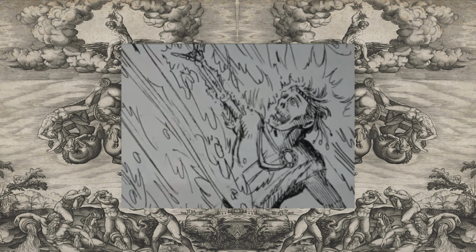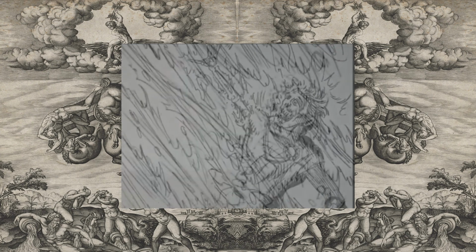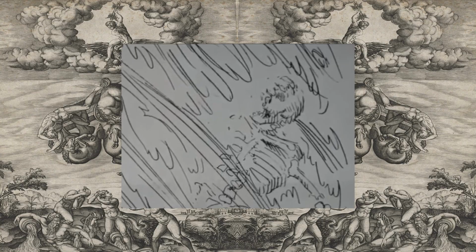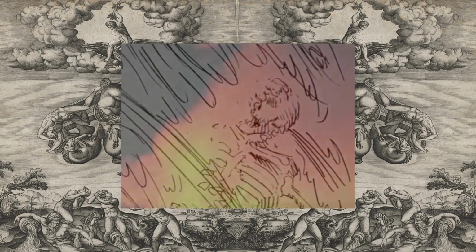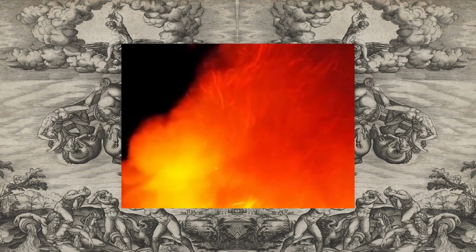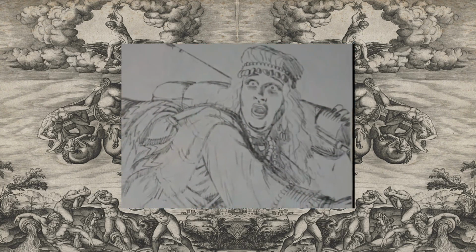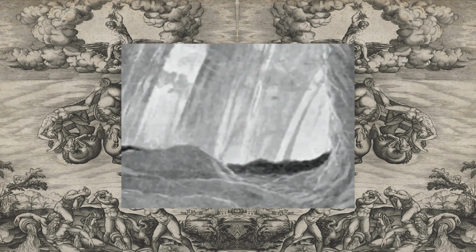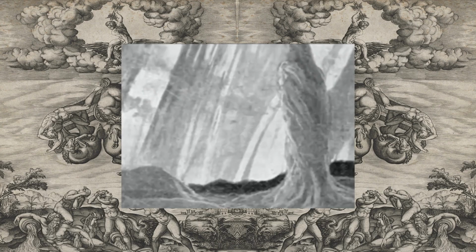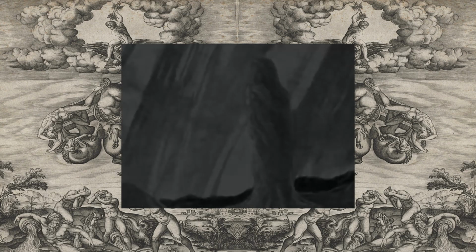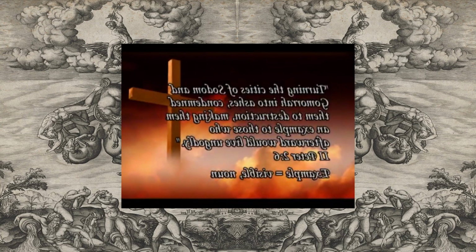Wicked men were punished by the Lord in a divine judgment of fire. The intense heat consumed the wicked cities and their inhabitants. But Lot's wife looked back toward her beloved Sodom, violating the angel's command, and was thus turned into a pillar of salt. Turning the cities of Sodom and Gomorrah into ashes, condemned them to destruction, making them an example of those who afterward would live ungodly.